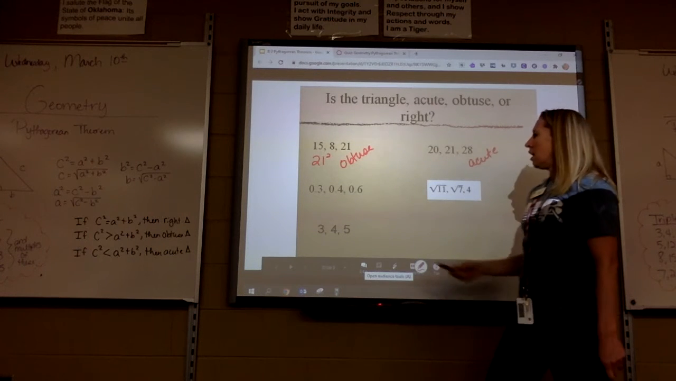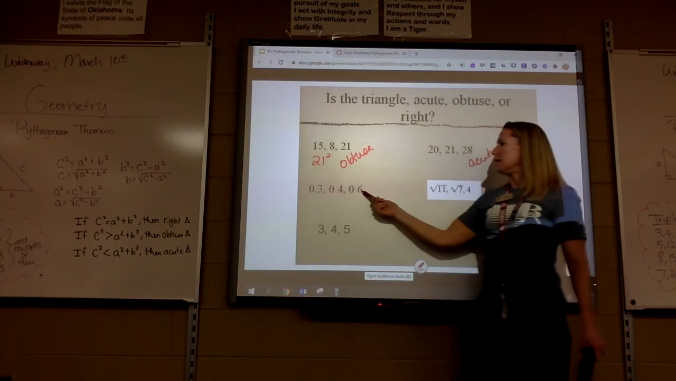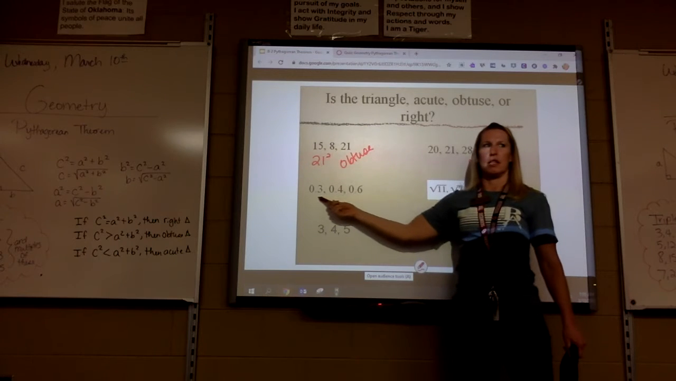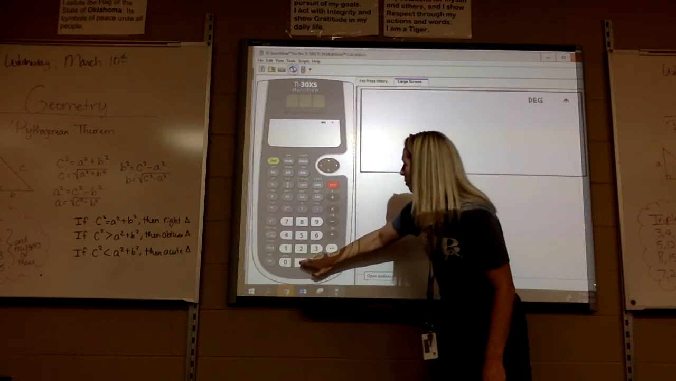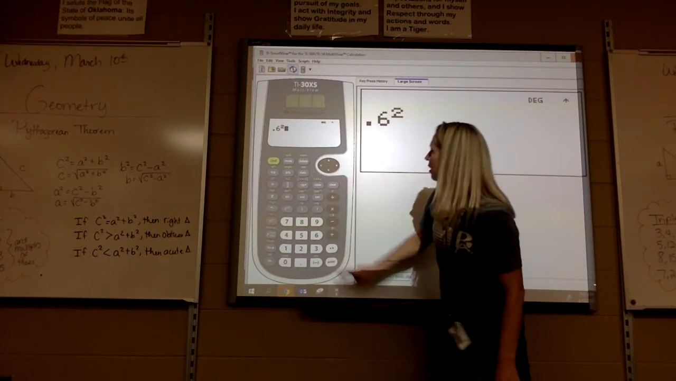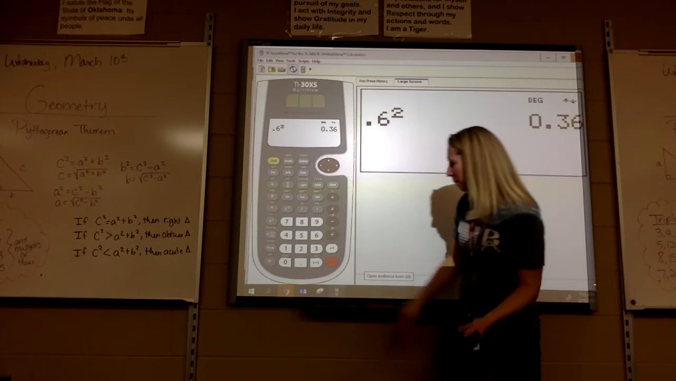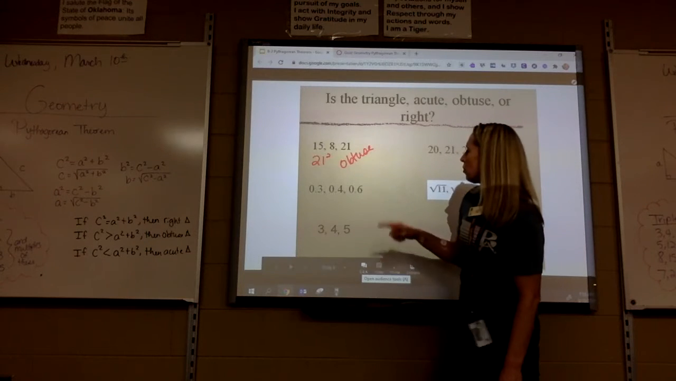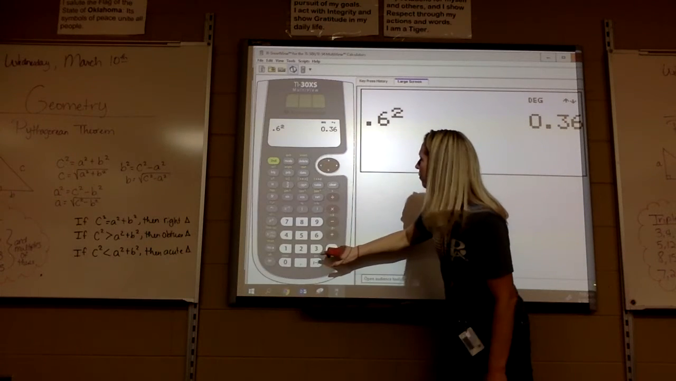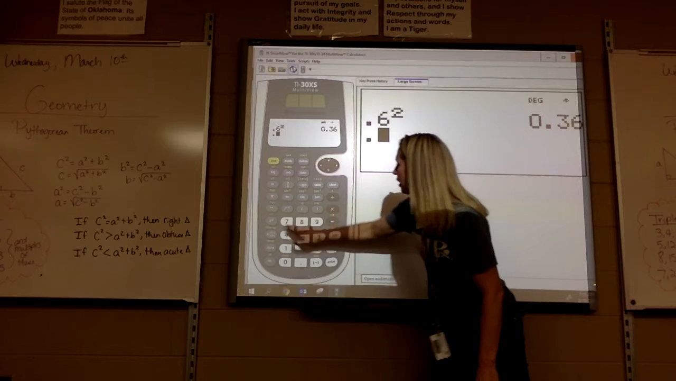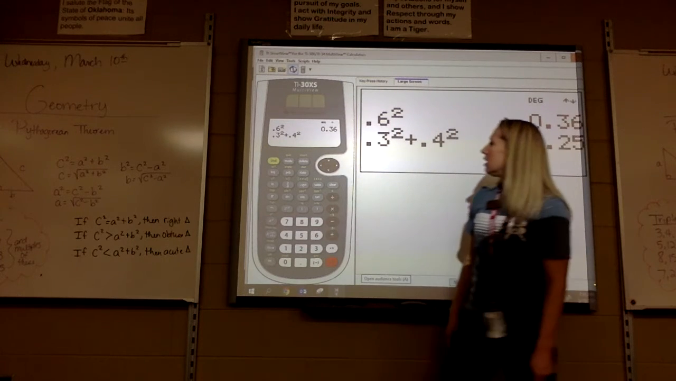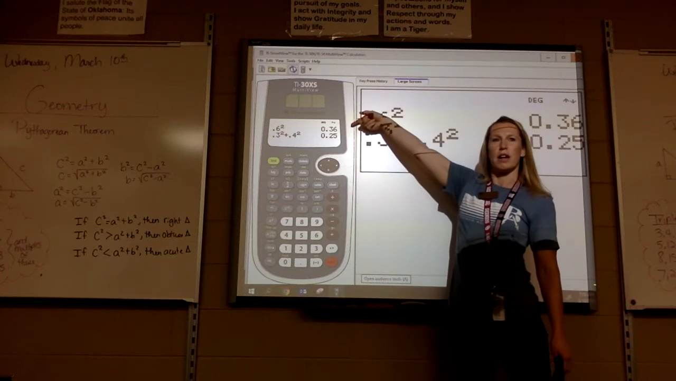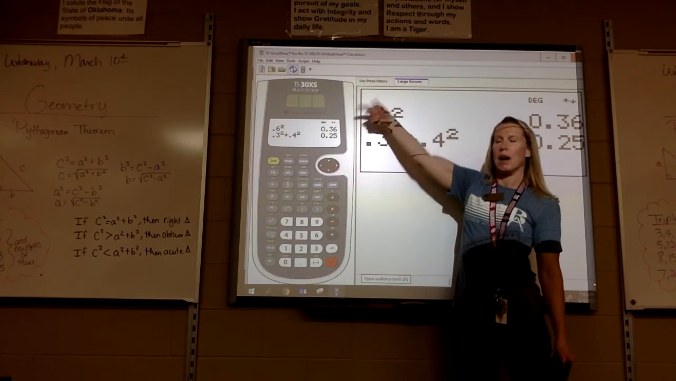Acute. All right, which one of these numbers would be the c squared? 0.6. So I could do 0.6 squared, and then I'm going to compare that to 0.3 squared plus 0.4 squared. So the c squared is bigger, obtuse.